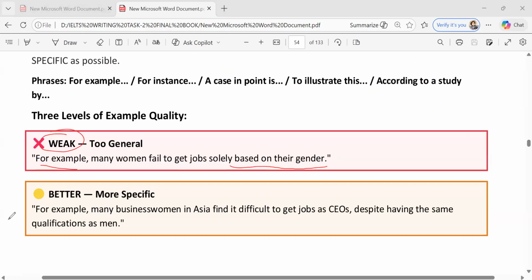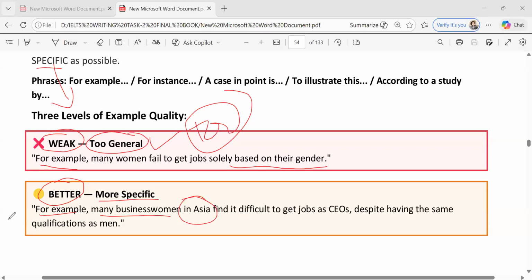Why is this a weak example? Because the example is too general. The examiner doesn't like general examples. As I mentioned earlier, the examiner loves specific examples, not general ones. And then the second one is a better example, more specific, a bit better than the first one. For example, many businesswomen in Asia.